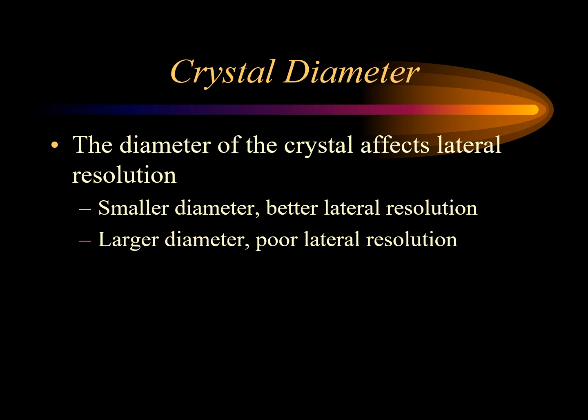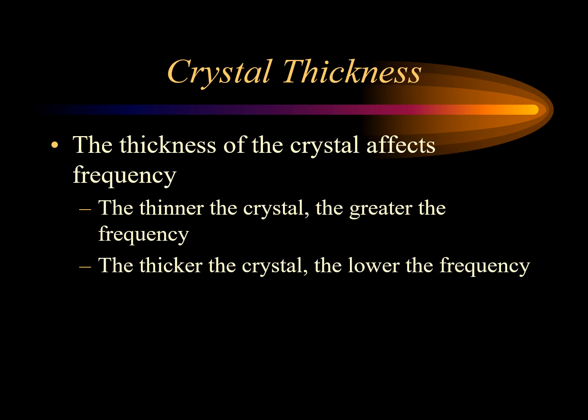The shape and size of the crystal within the ultrasound transducer can affect the ultrasound image. As far as crystal diameter, the diameter of the crystal affects lateral resolution. The smaller the crystal diameter, the better the lateral resolution, and the larger the crystal diameter, the poorer the lateral resolution. The thickness of the crystal affects transducer frequency. So the thinner the crystal, the higher the frequency, and the thicker the crystal, the lower the frequency of the transducer will be.